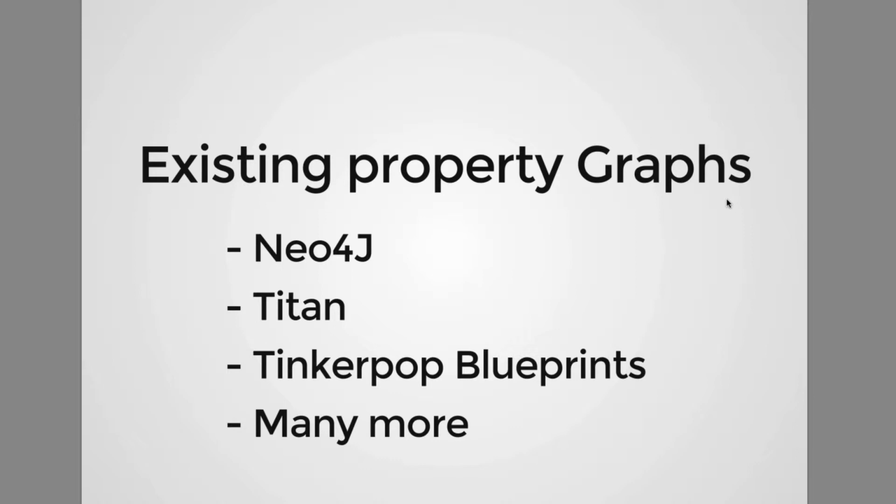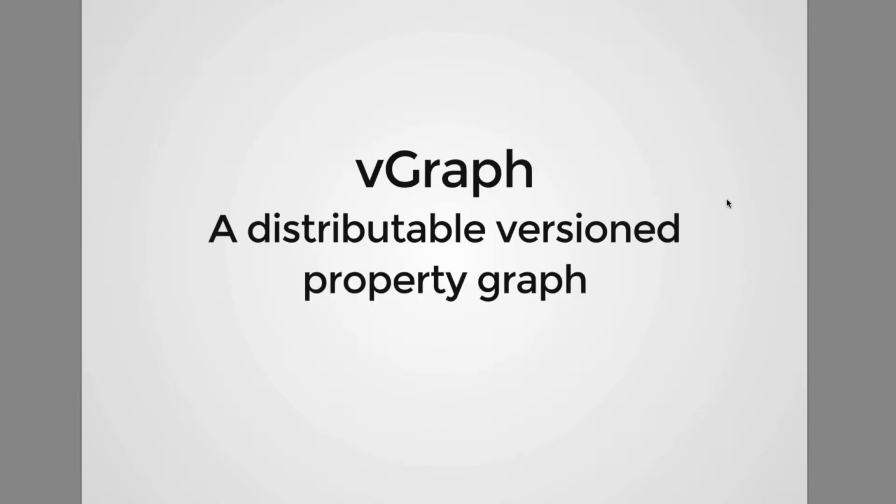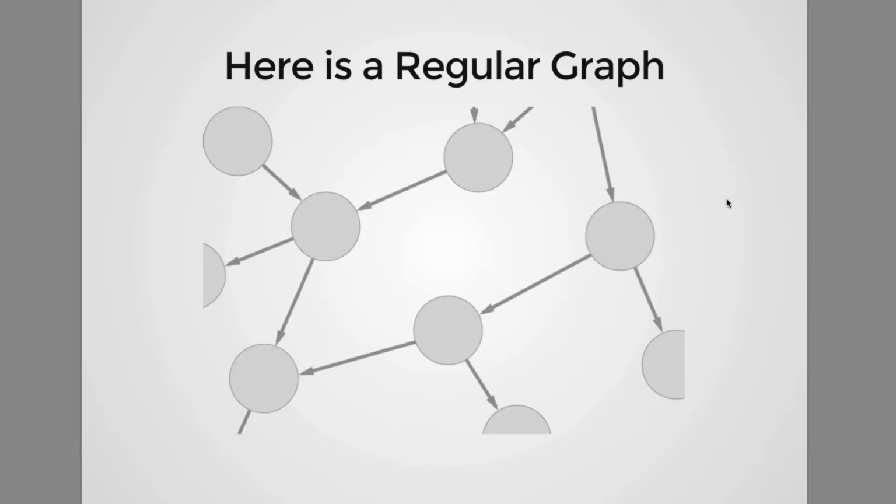We also have some nice existing property graphs out there: Neo4j, Titan, Tinkerpop Blueprints, which provides an abstraction layer to connect to many different backends, and there are many more than this, all of which specialize in various things. So we're going to introduce vgraph, a distributable versioned property graph.